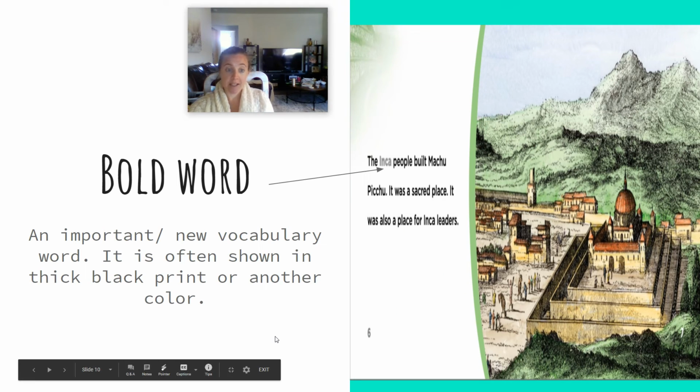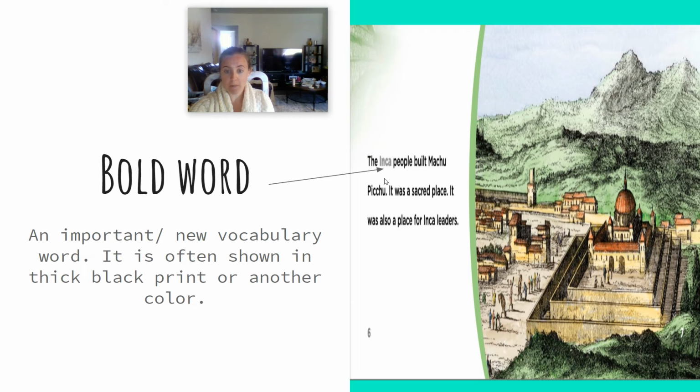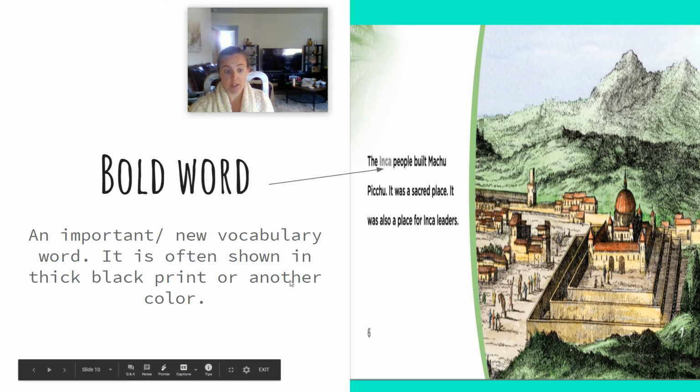The next text feature is a bold word. The Inca people built Machu Picchu. It was a sacred place. It was also a place for Inca leaders. So this bold word is an important or new vocabulary word. It is often shown in thick black print or another color. So this one is shown in gray.